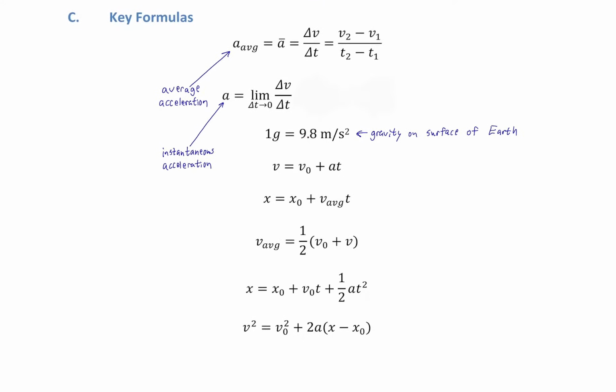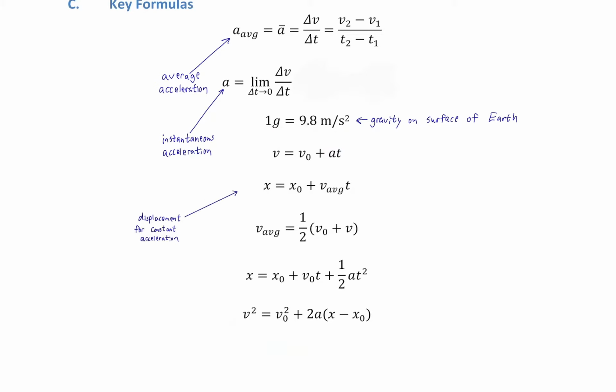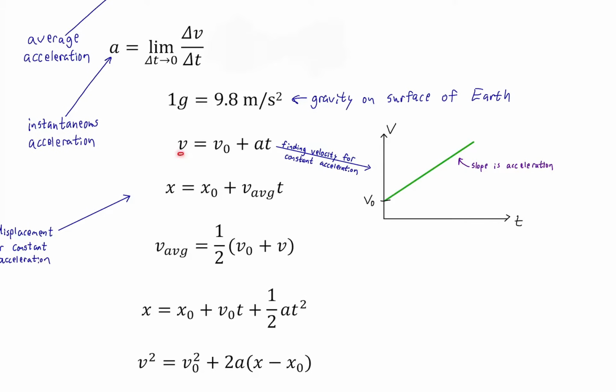Now the kinematic equations. The first one to look at is displacement for constant acceleration. That's this one right here: x equals x naught plus v average times time. Then we're going to look at this equation right here, jumping up, for finding velocity for constant acceleration. Here we have velocity on the left-hand side. This represents initial velocity, and this is just acceleration times time.